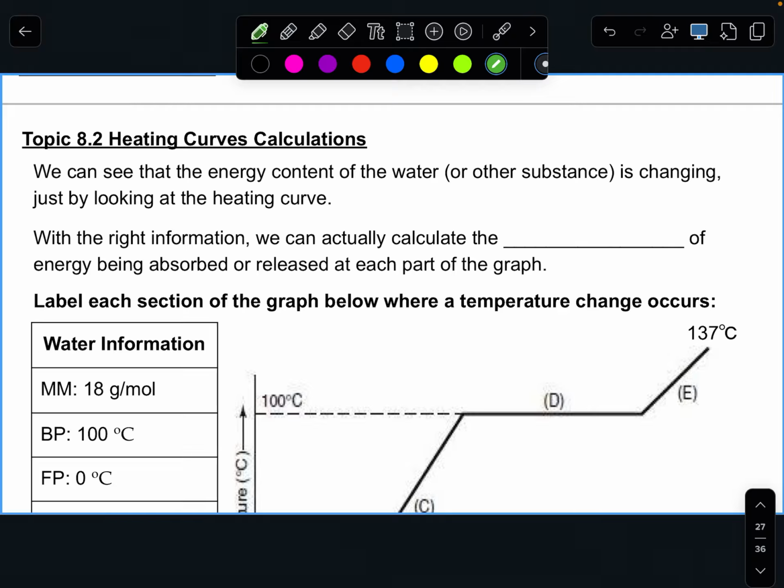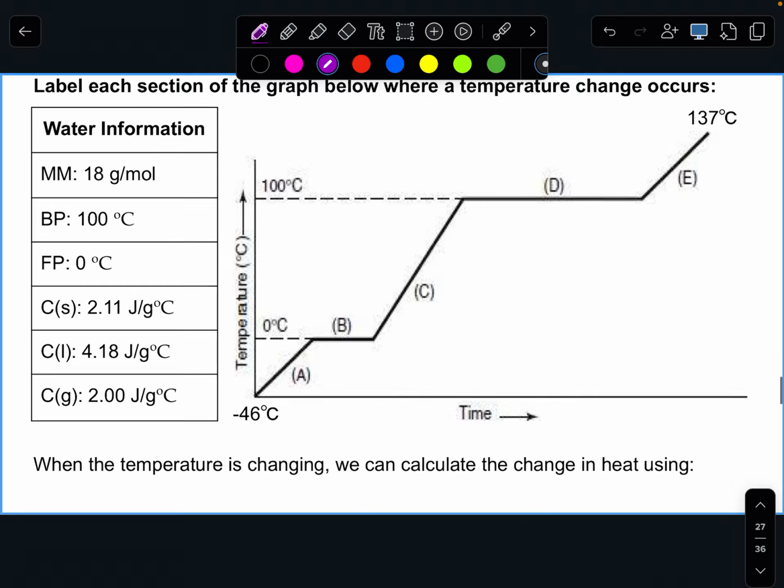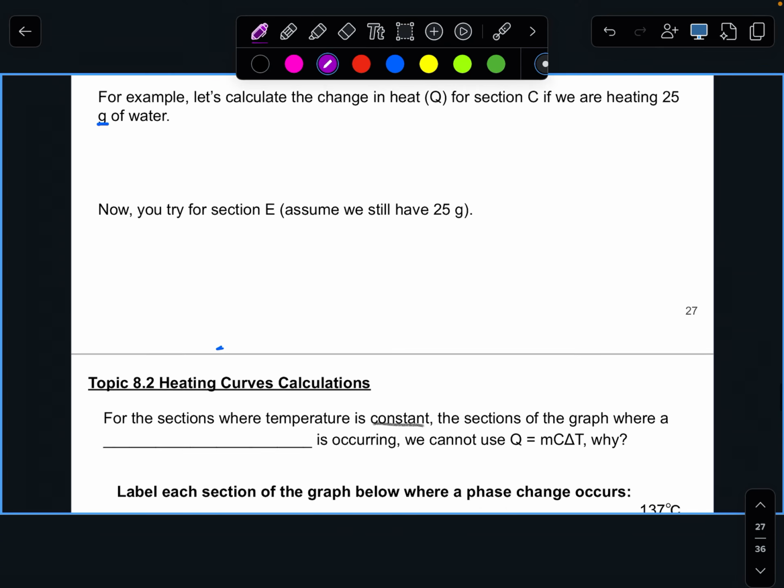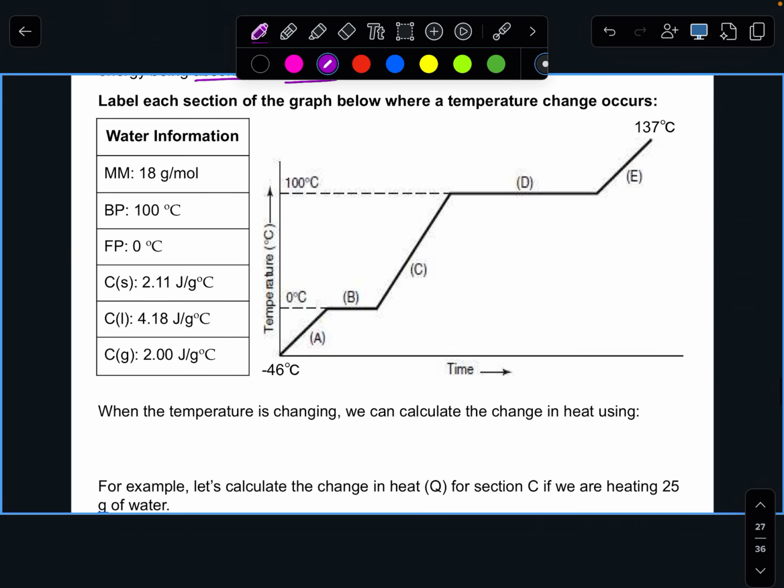Okay. So we can see energy content of water is changing while you are heating, or looking at the heating curve. So if you have all the right information, we can calculate how much energy is being absorbed or released. If you are going towards the right, it is absorbing, endo. If we are going towards the left, it is releasing, which is exo. Okay. We will split that into two. First, we will do only the slanted line. Like we are going to do calculation from this slanted line.